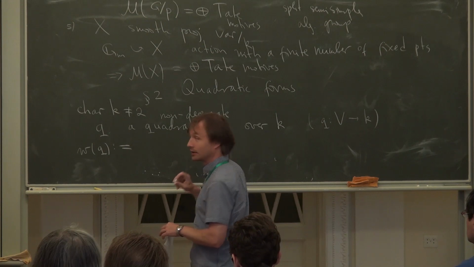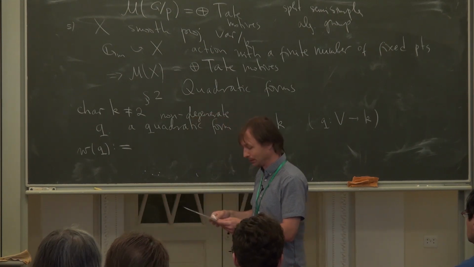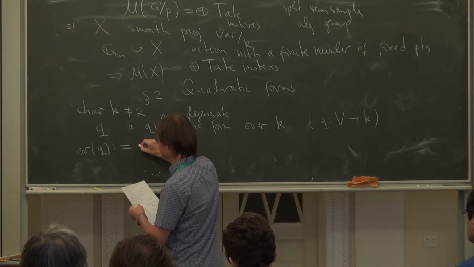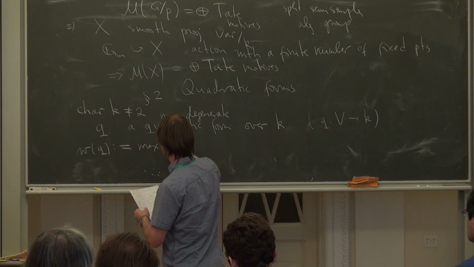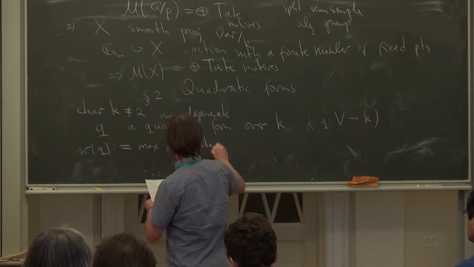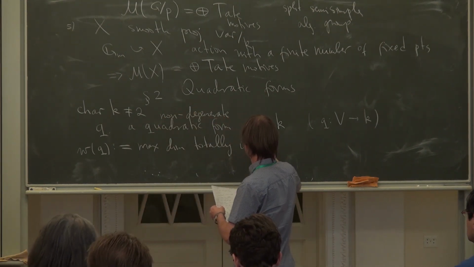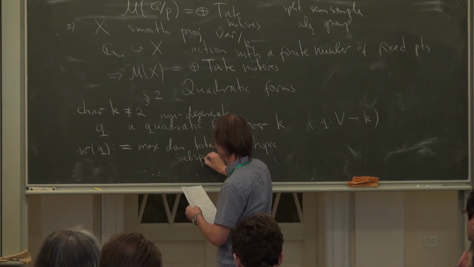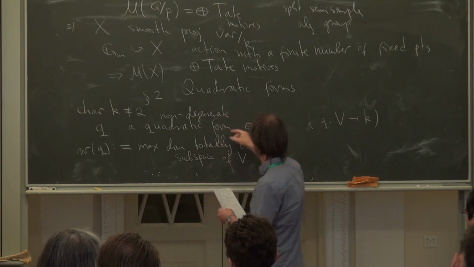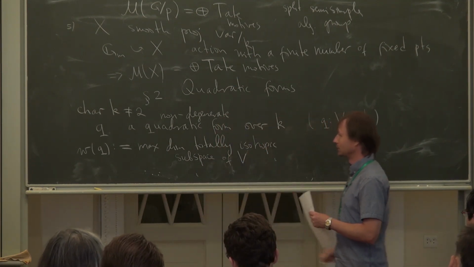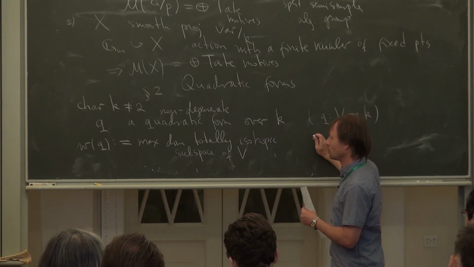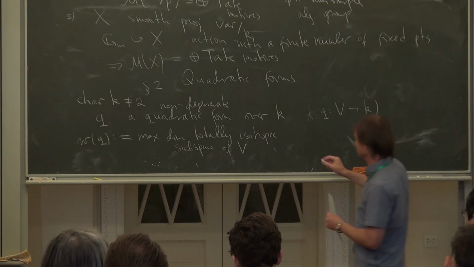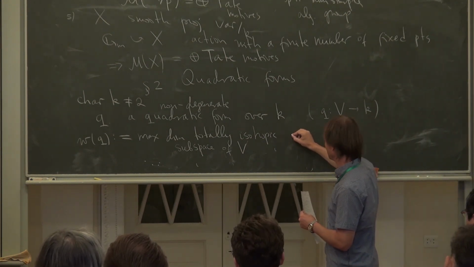But I would like to take a different but equivalent definition. Namely, it's the maximum dimension of a totally isotropic subspace of V, the vector space where the quadratic form lives. But because of motives, it's more convenient for us to say it in a different, equivalent way.